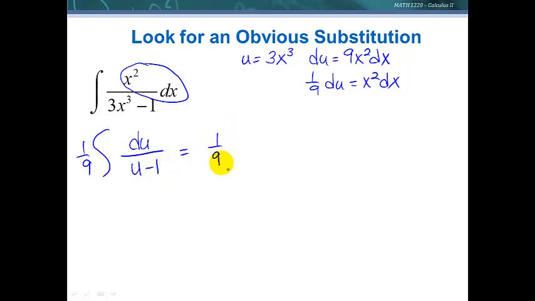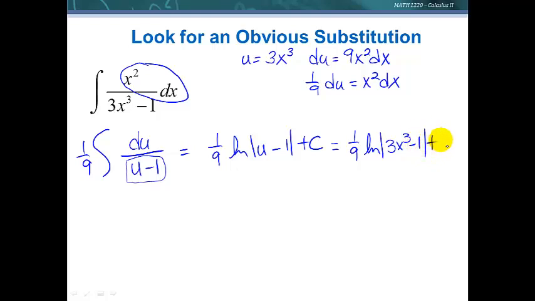So we have 1/9 natural log |u minus 1| plus a constant. Don't ever forget the chain rule on these, but the derivative here is 1, so we're good with that. And then getting it back in terms of x, I would have 1/9 natural log |3x cubed minus 1| plus a constant. So looking for an obvious substitution would be, can you see some function and you can see that the derivative would be included there some way as well.